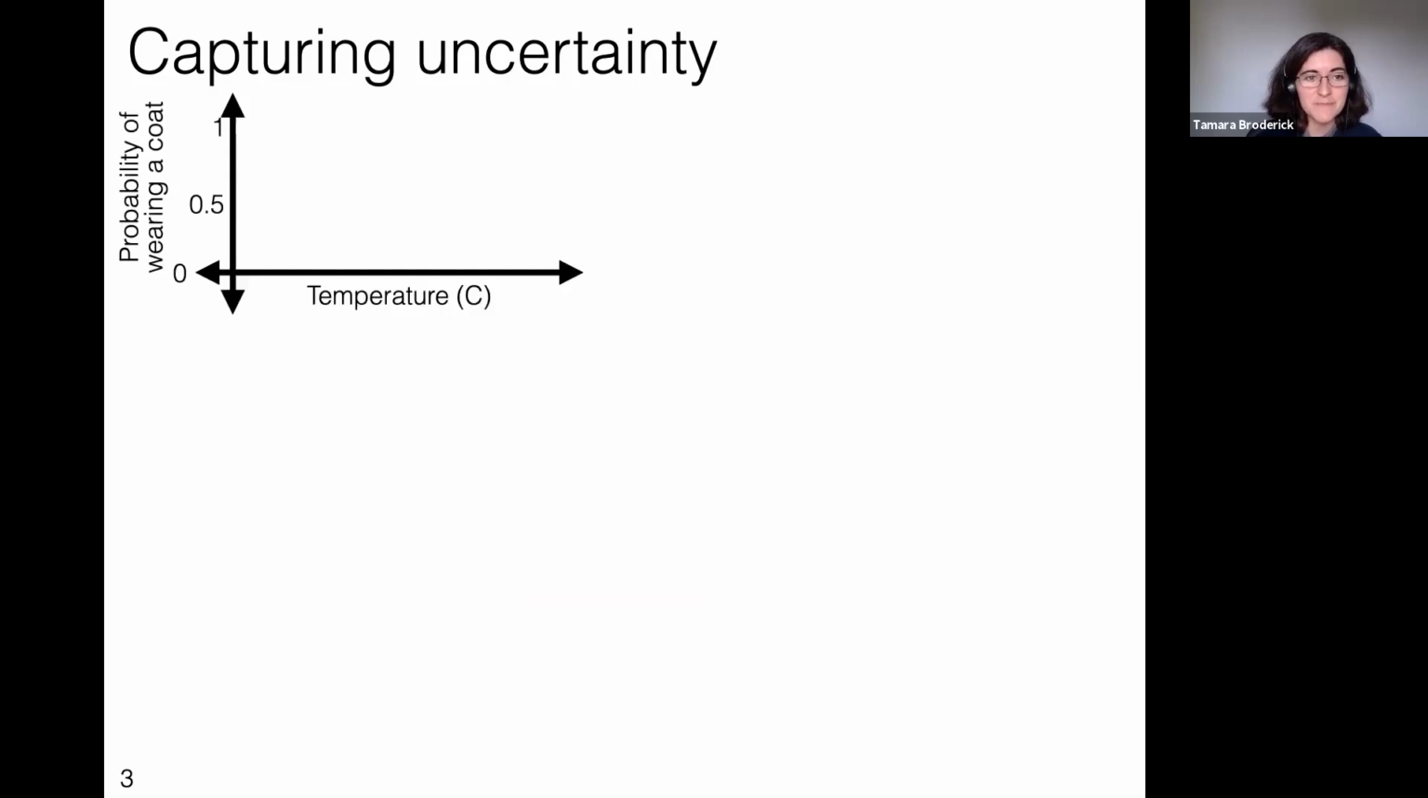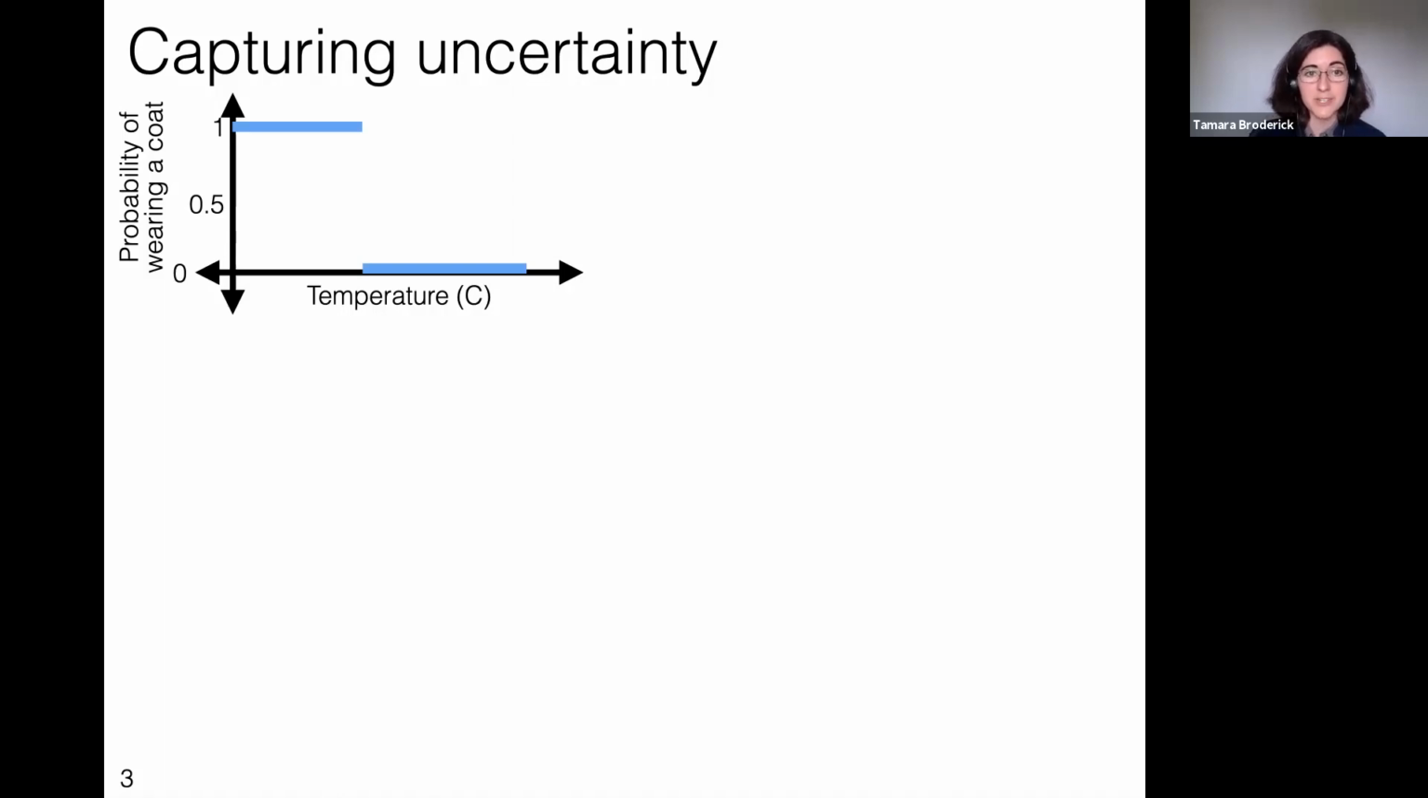So let's imagine that I might plot my probability of wearing a coat at different temperatures. If I were absolutely 100% certain that I would wear a coat below a certain temperature and absolutely 100% certain that I would not wear a coat above a certain temperature, I might put this. So the 1 probability represents that I'm 100% certain that I will wear a coat in some range of temperatures. And the 0 probability represents that I'm certain that I won't wear a coat.